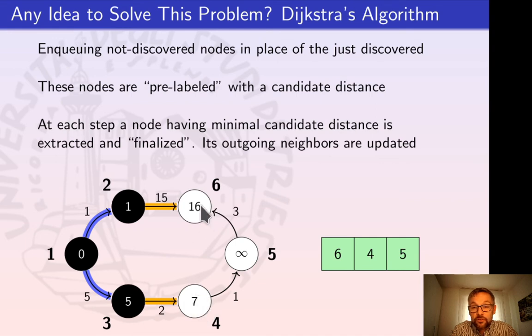So for instance, in this case we need to select among all the white nodes the best candidate to be finalized, and this is 7. Why? Because the candidate distances of the other nodes are greater than 7. So for sure the distance of this node, this distance of 4, couldn't be decreased by looking at the other nodes, because the other nodes already have a candidate distance which is greater than 7. So the shortest path moving from 1 to 4 for sure has at least distance 7.